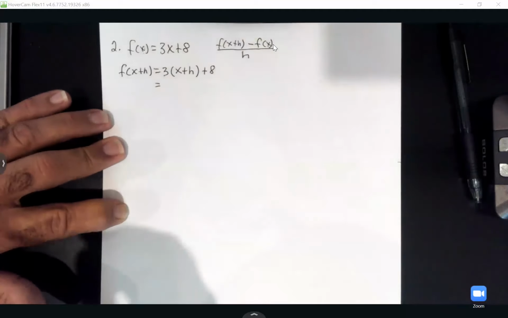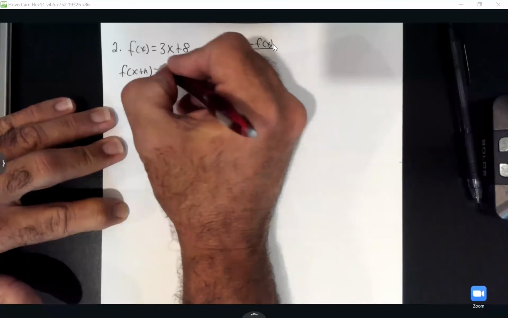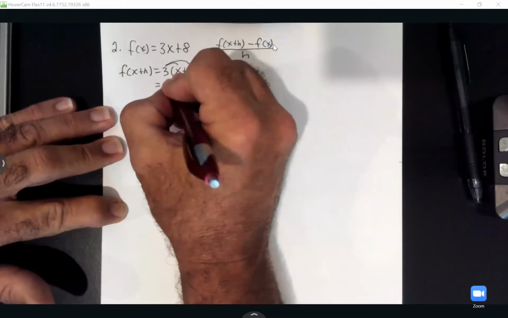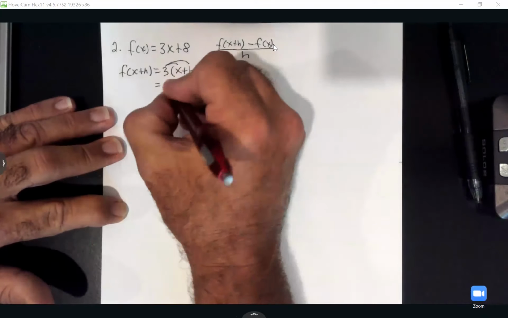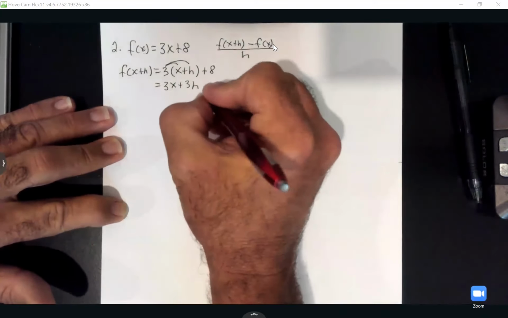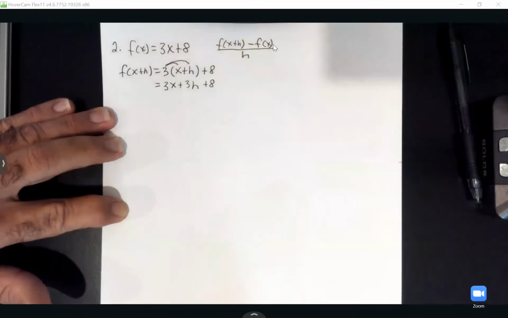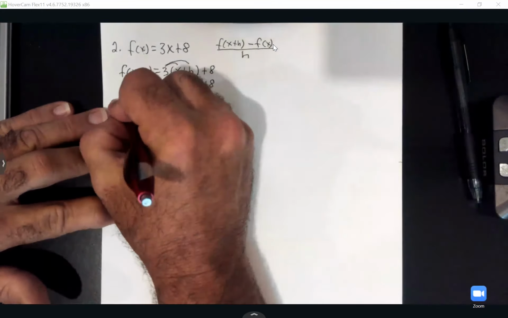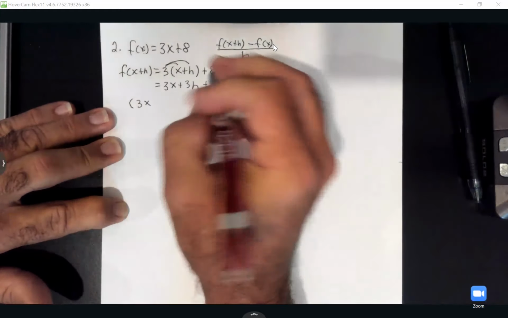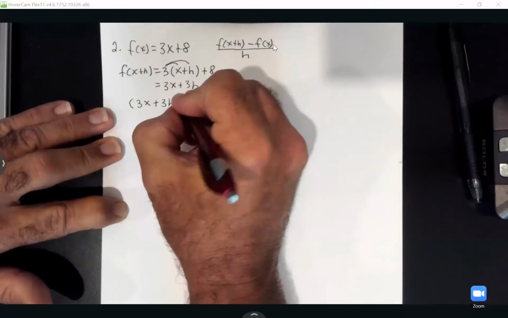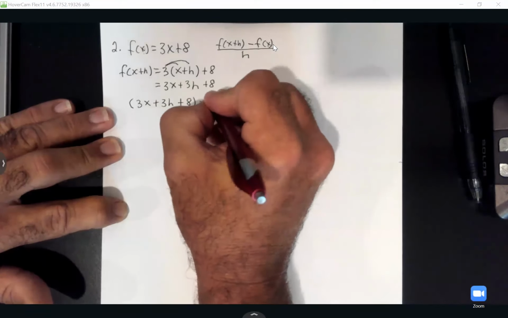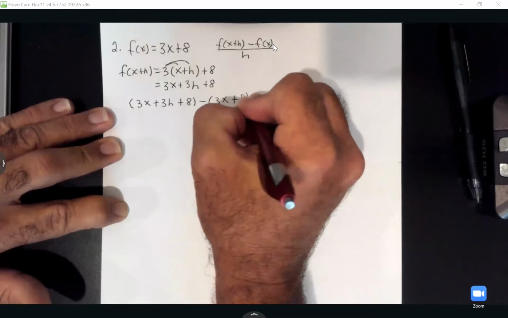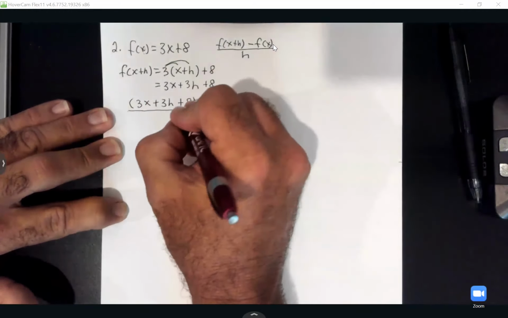So if you notice, these first two problems are very similar. I'm going to get rid of these parentheses by distributing the 3 through the parentheses. So I'm going to get a 3 times x is 3x plus 3 times h is a 3h. And then at the end, bring down the 8. So we now have f of x plus h. We can plug everything into the formula. So f of x plus h was 3x plus 3h plus 8 minus f of x they gave me, which was 3x plus 8. All of that divided by the h.